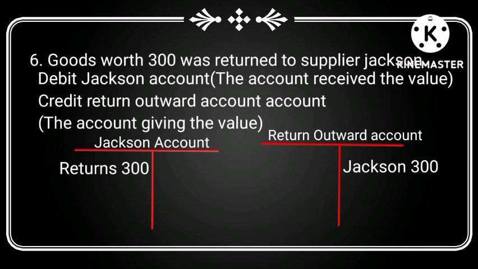Question 6. When goods are returned by a business entity to the supplier, it is termed returns outward. Goods were returned to Jackson. Debit Jackson's account, and credit the returns outward account.